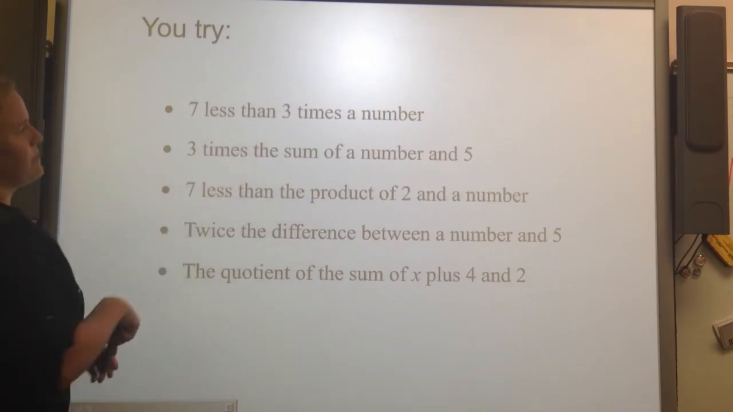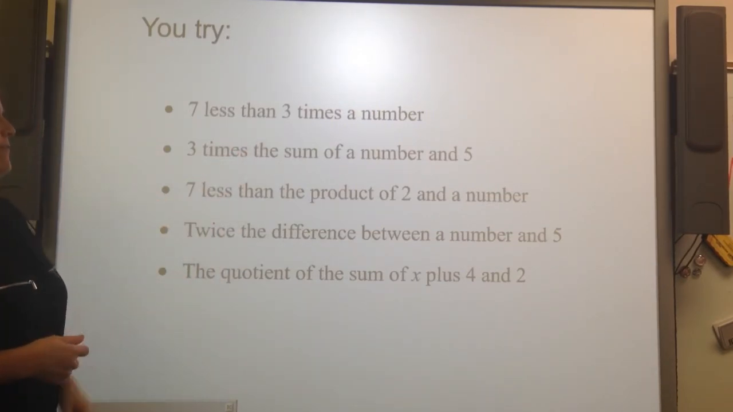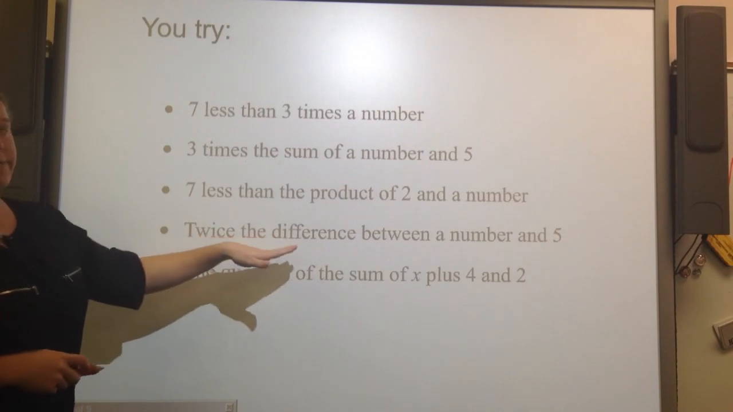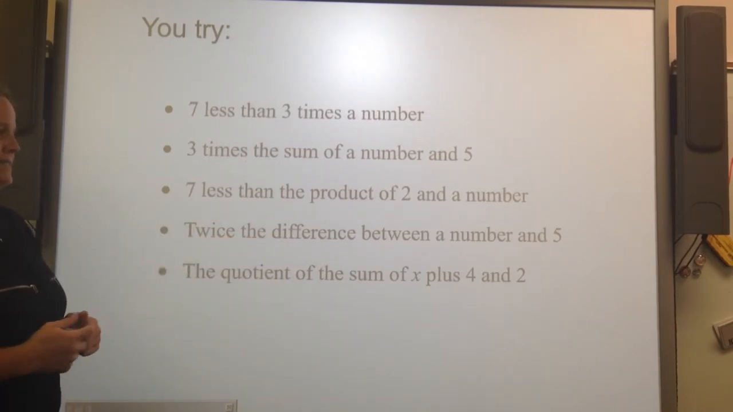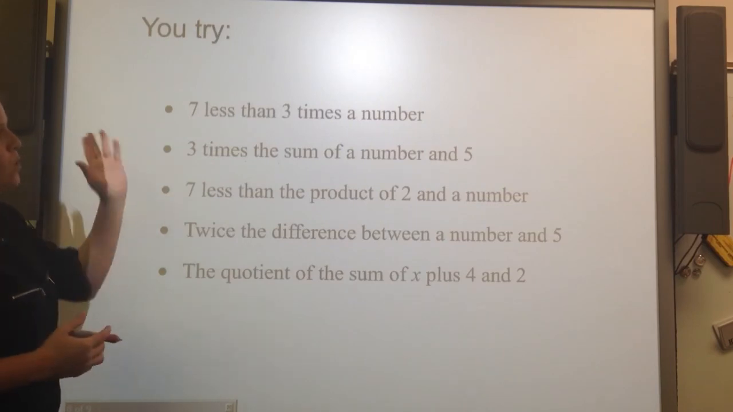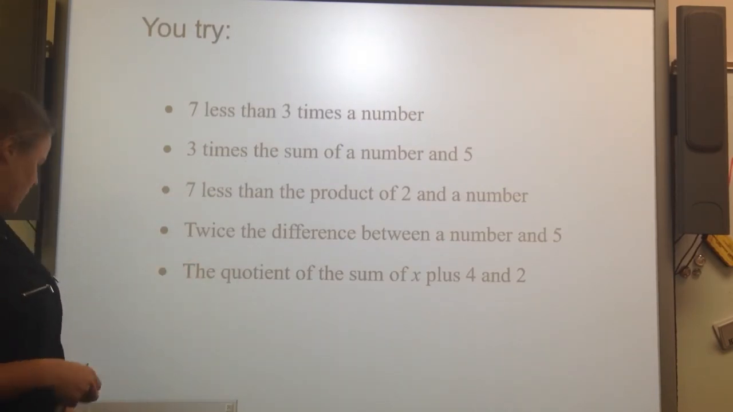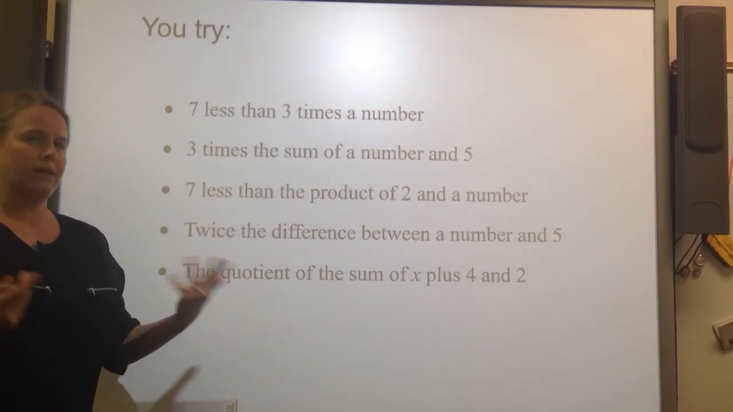So 7 less than 3 times the number, 3 times the sum of a number and 5, 7 less than the product of 2 and a number, twice the difference between a number and 5, the quotient of the sum of x plus 4 and 2. So go ahead and work on these. We'll talk about them in class tomorrow, even after I've got the answers on the next slide. If you don't understand them, we'll talk about it, like I said, in groups.